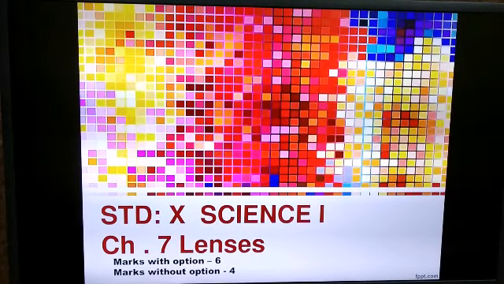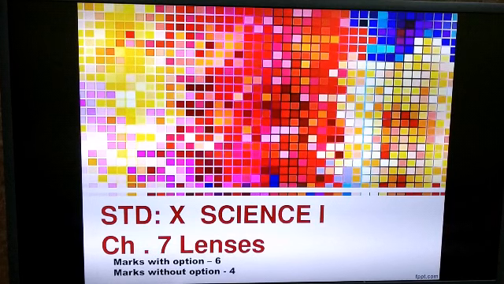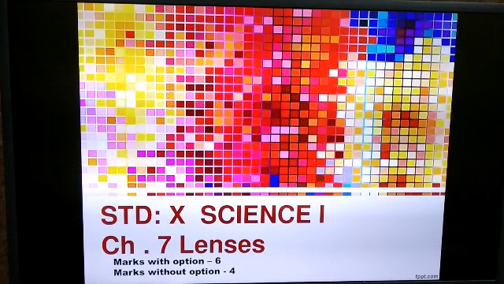Hello students, we are going to begin with chapter number 7 for class 10. Subject is Science 1 and the name of the lesson is lenses. This chapter is a continuation of chapter number 6, refraction of light. This is again a very important chapter. This chapter carries 6 marks with option and 4 marks without option.